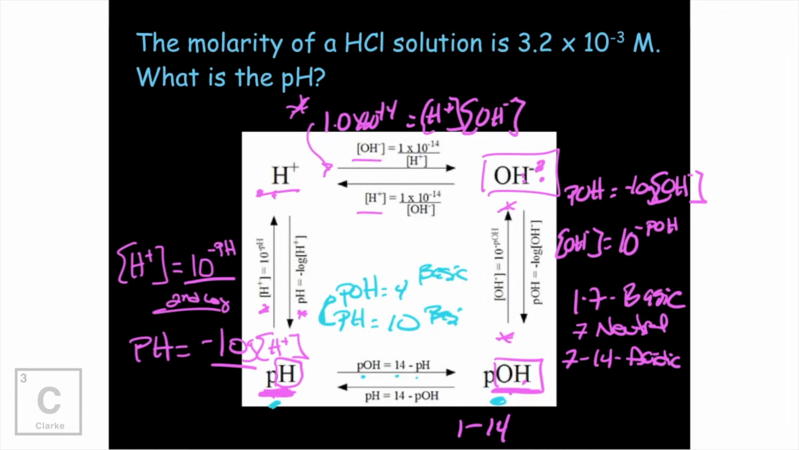Let's talk about what we're given. We're given the concentration of HCl. HCl is an acid. That means it's going to have more H pluses. So this is what we're given, and we are solving for pH. So we are going to need to use, if we follow this arrow, that's where we're going. So this is the formula that we're going to use. pH equals the negative log of the concentration of hydrogen.